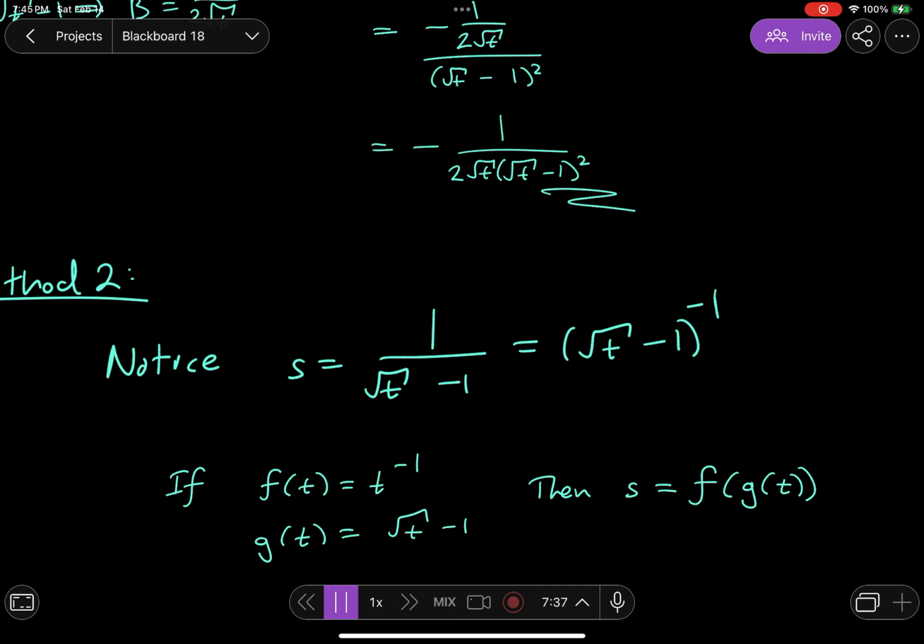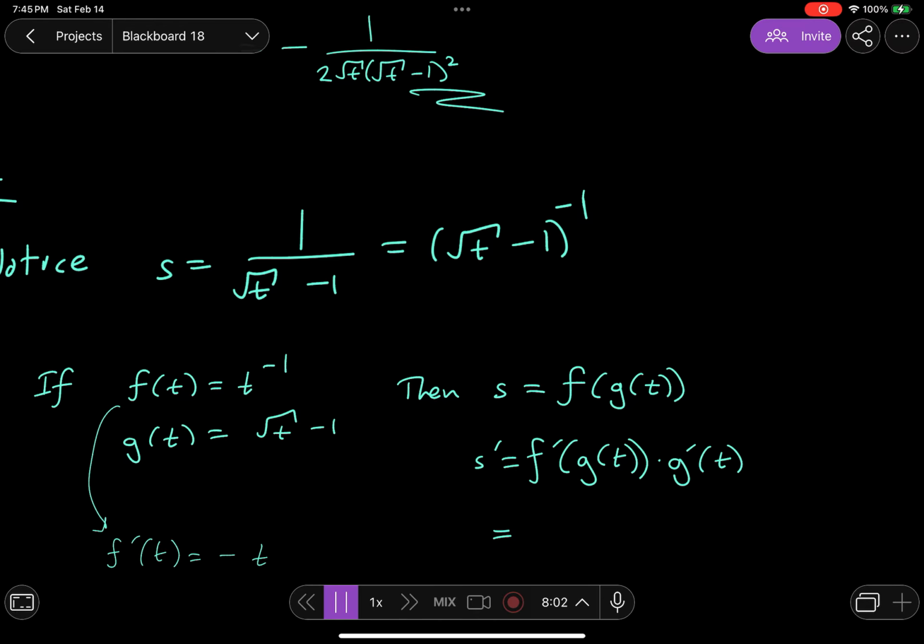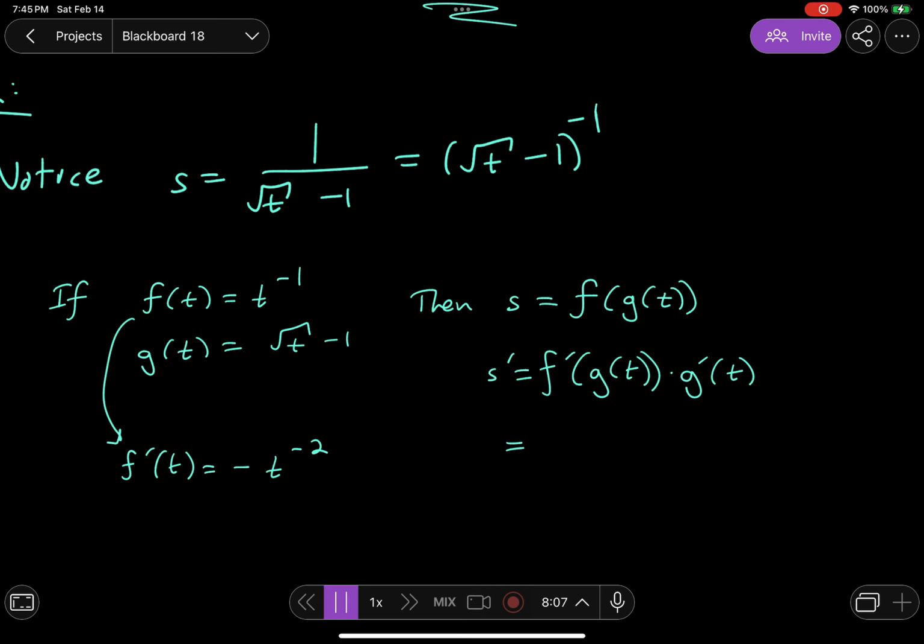This is the same thing as s, which means that to take its derivative, I just have to follow the chain rule. S prime is the same thing as f prime of g of t times g prime of t. Oh, but I can figure out all of these things. So f prime of t, looking here, that's the power rule. Negative t to the negative 2. And also g prime of t, we've already evaluated that, 1 over 2 root t.